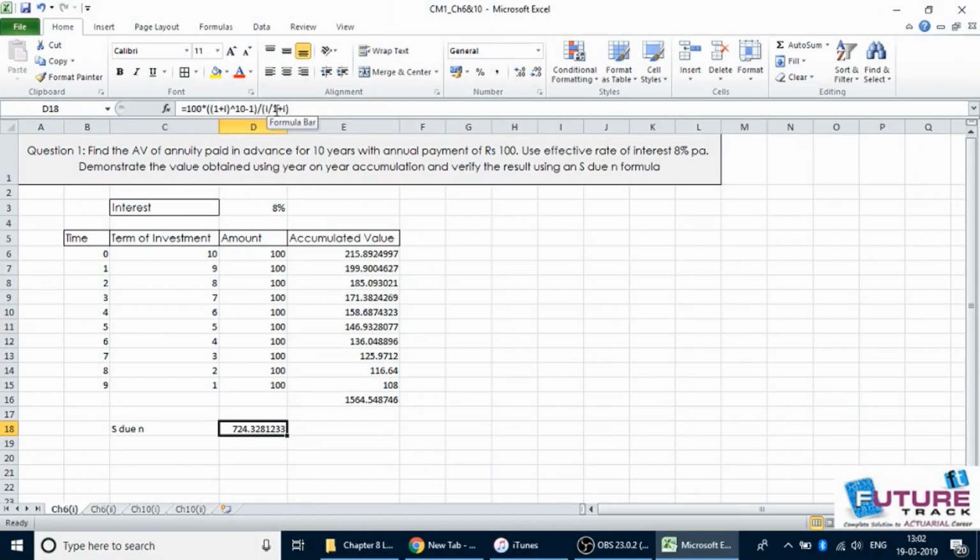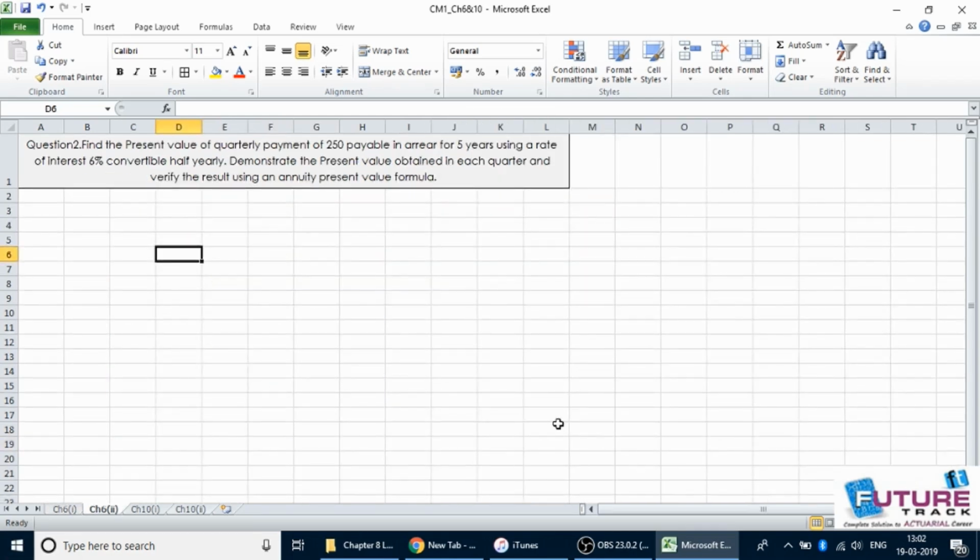Okay, see, I have made one mistake. Actually, what is done? It is I divided by 1 plus I. I have to put one bracket here also and bracket close. Now see, we have to take care of the brackets part. That is a very, very important thing. Fine. So our answer is matching. Fine. To move to the next sheet, press Control Page Down.